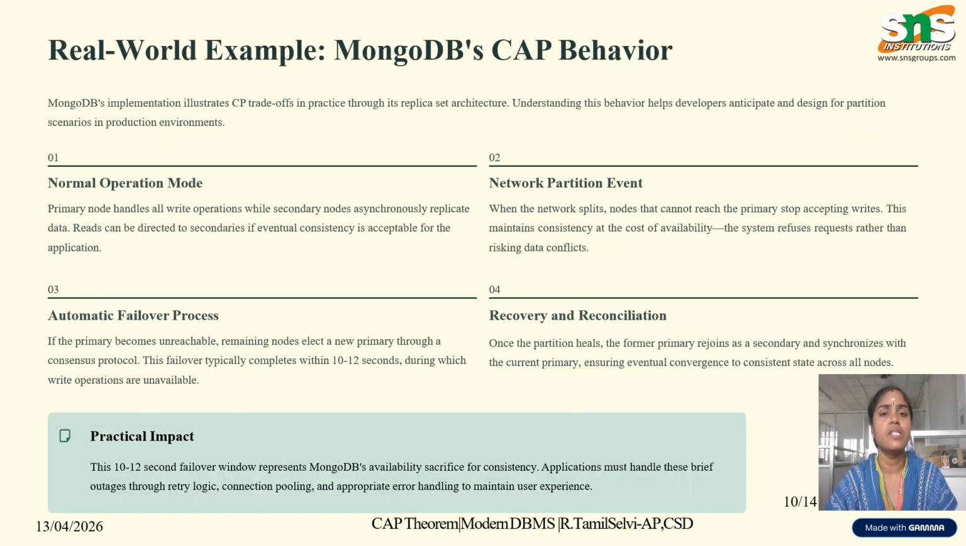Popular databases follow different CAP theorem approaches. MongoDB follows CP, which ensures strong consistency, whereas Cassandra and CouchDB follow AP, which ensures high availability. In MongoDB, during a network failure, the system may stop accepting writes temporarily to maintain consistency. This shows how availability is sacrificed for correctness.